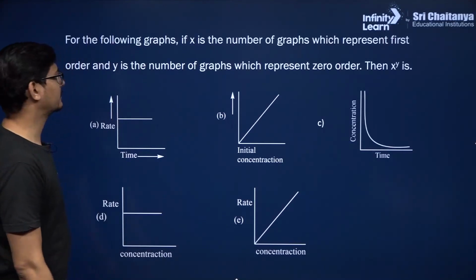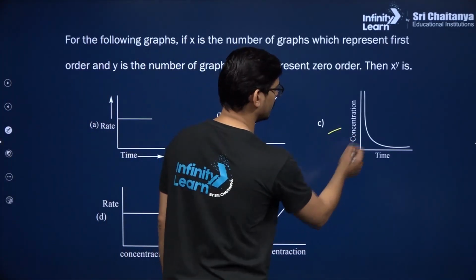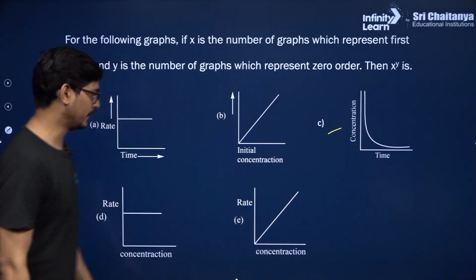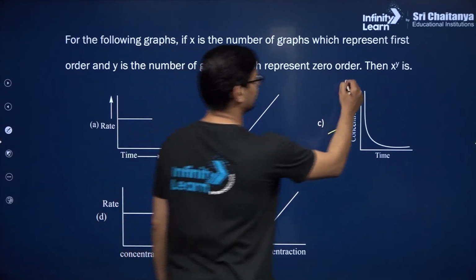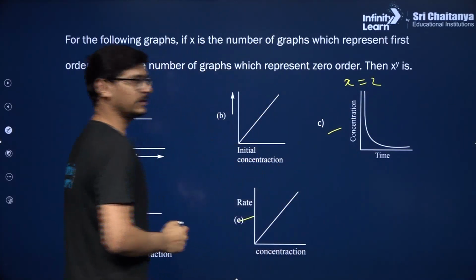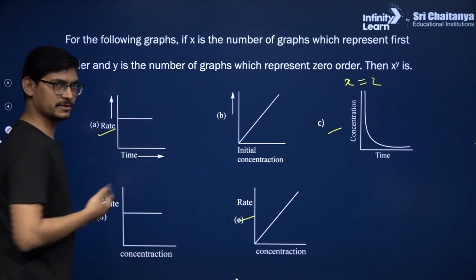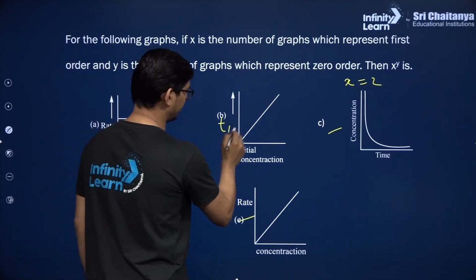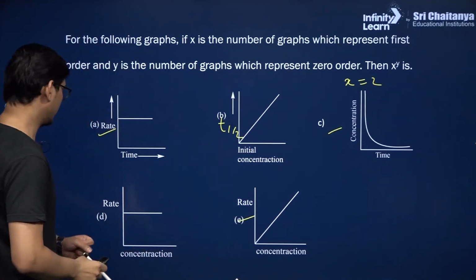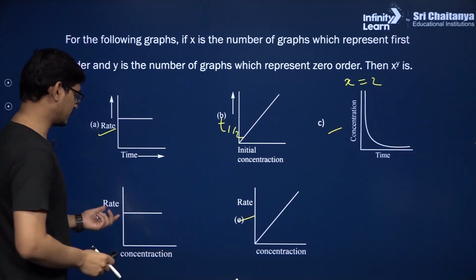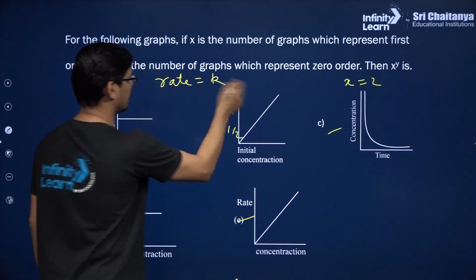So in this question, x is the number of graphs which represent first order, right? So this is first order. Concentration decreases exponentially with time, and as the concentration increases, the rate also increases. So the value of x is 2, and the remaining 3 graphs are for zero order reaction, right? As time passes, rate remains constant for zero order. This is half-life. For zero order reaction, half-life is directly proportional to the initial concentration, right? And as concentration increases, the rate remains constant, because for zero order, the rate does not vary with concentration, right?